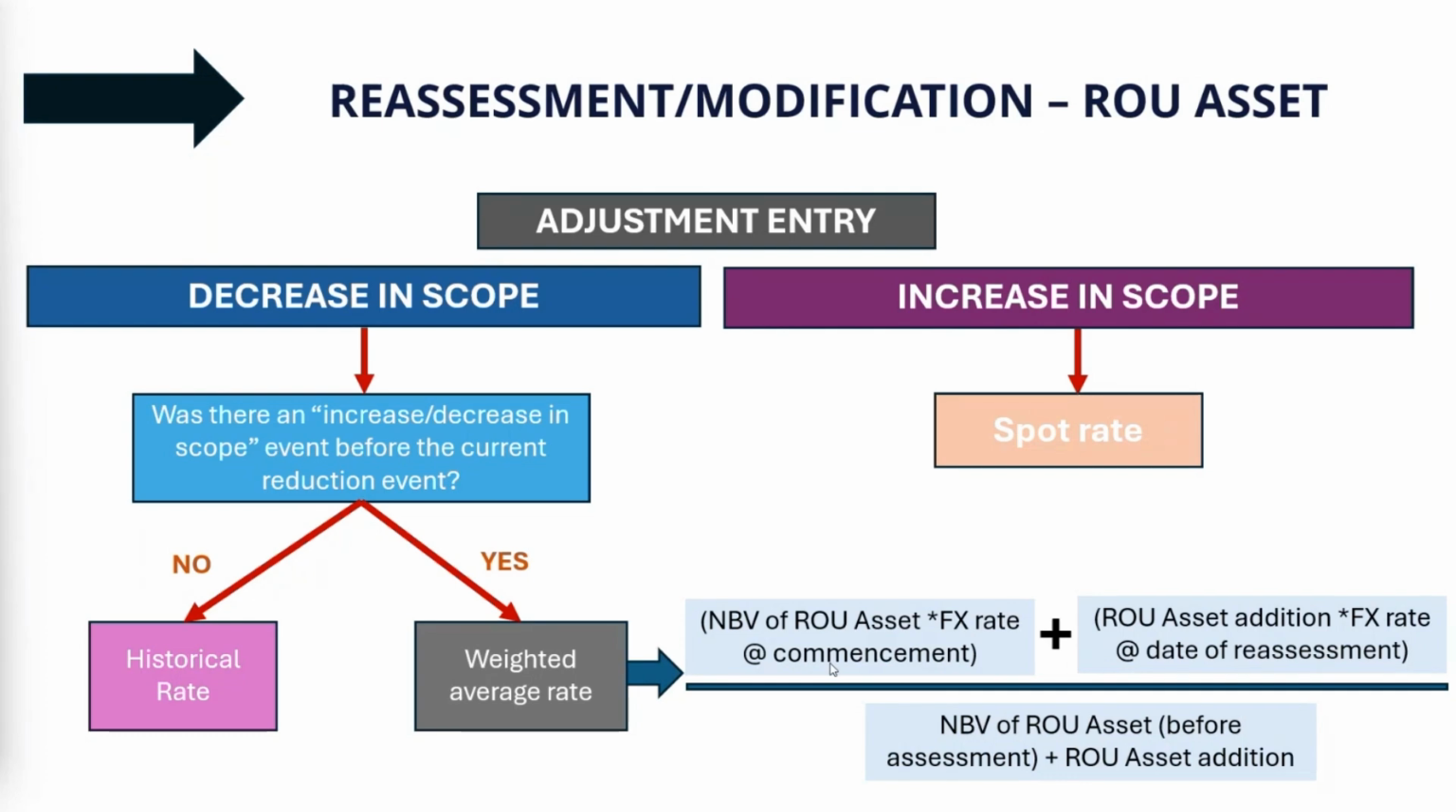And the weighted average is calculated by using this formula. We take the NBV before the remeasurement multiplied by the FX rate at commencement, plus the GBV addition multiplied by the FX rate at the date of reassessment, divided by the NBV of the ROU asset plus the ROU asset addition.